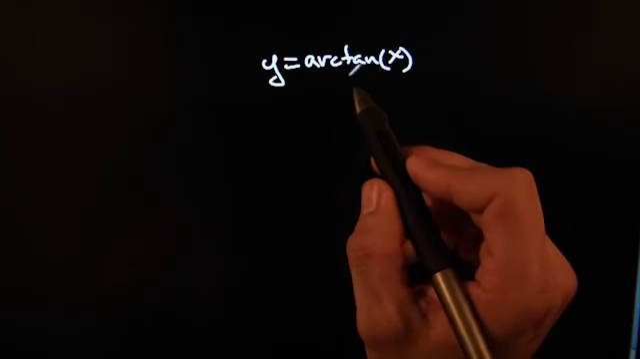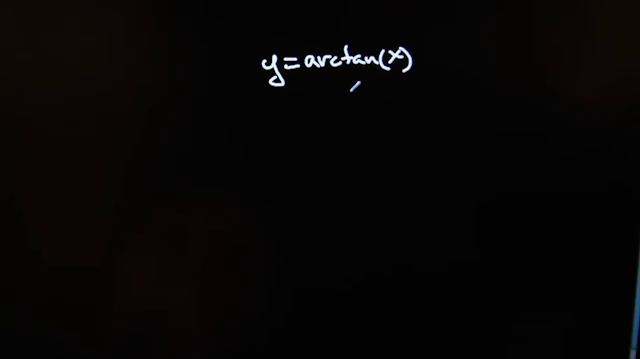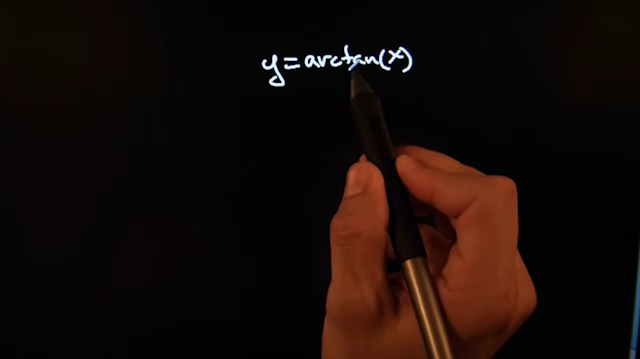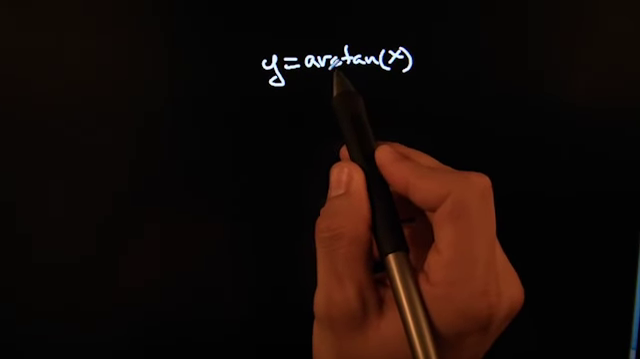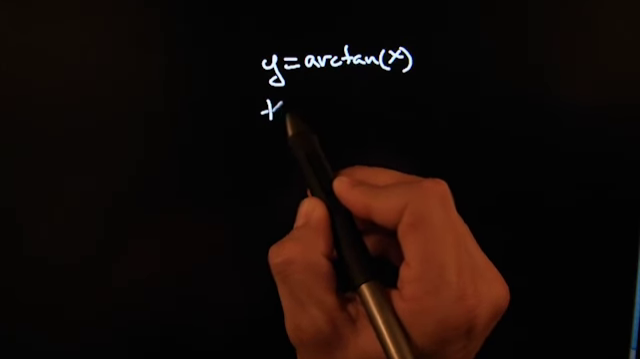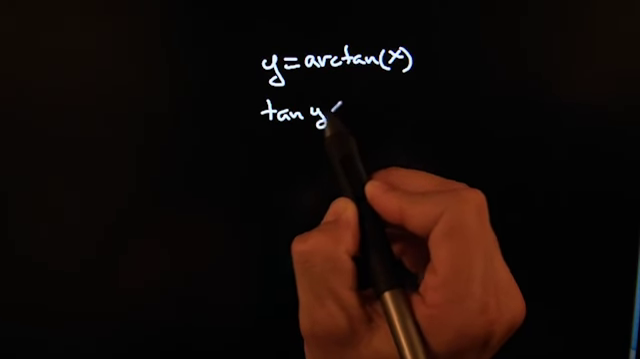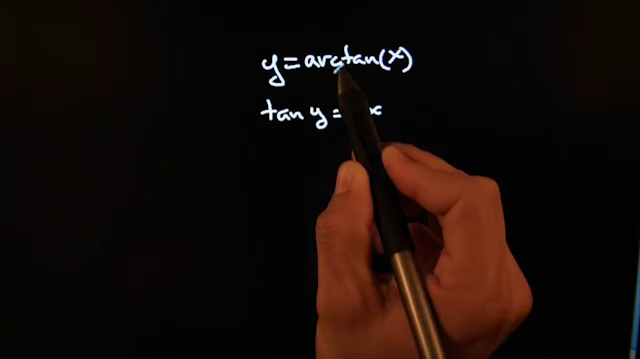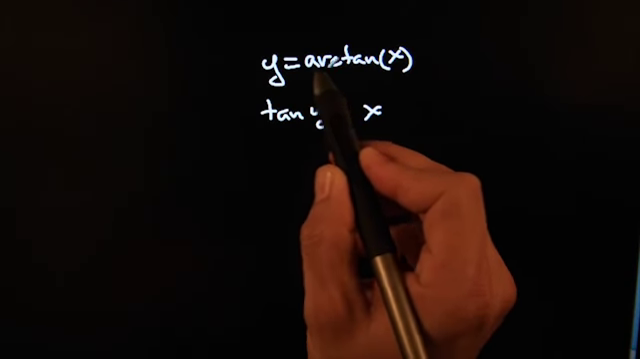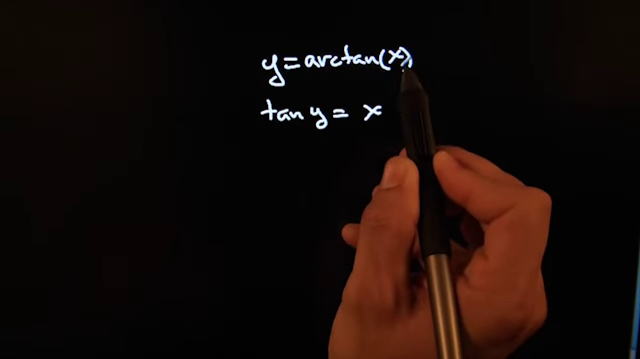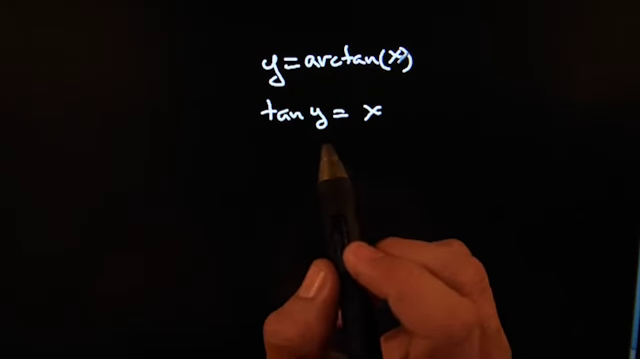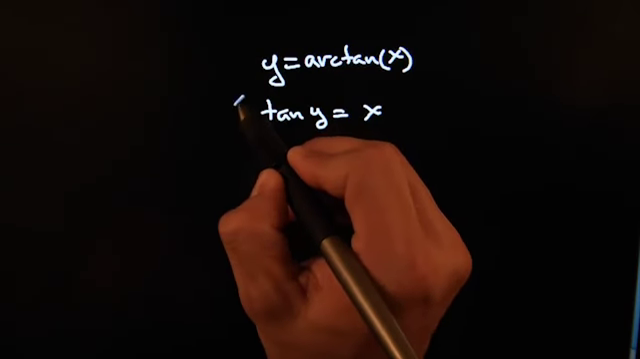Alright, and I want to know, what is the derivative, dy/dx? So here's something I can do. If this is true, that means that tangent of y, the angle y, would be equal to x. That's exactly what this line means. It means that y is the angle such that when you take the tangent of it, you get the ratio x.